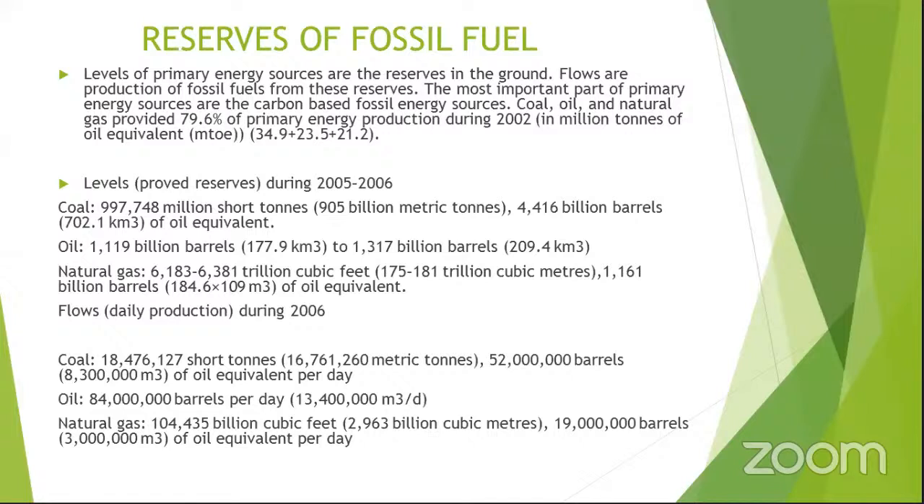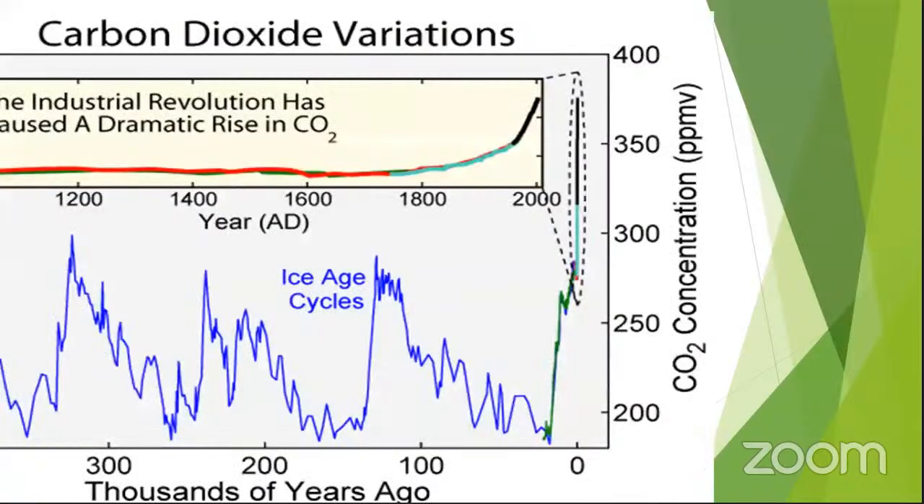This will now be decreased. So this data is the present data; data for 2015 onwards is not available. But you can get the idea of how much reserves are present, that is coal, oil and natural gas. So this is the carbon dioxide variations in the atmosphere over the decades.